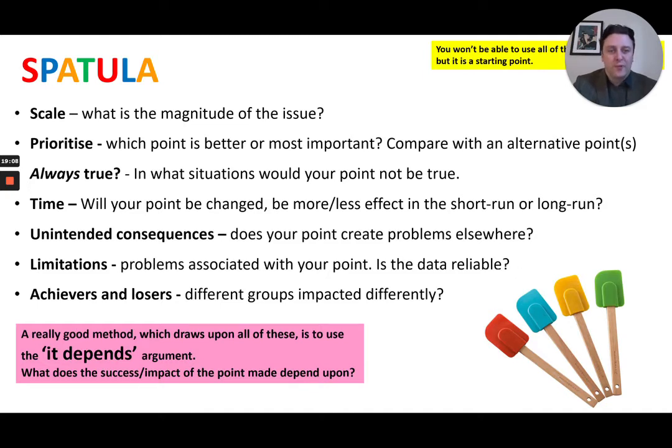So first one, scale. What is the magnitude of the issue? How important is the issue to the economy overall or to the industry overall? The next one, prioritize. This is in the mark scheme again. Which of your points is the most important? You can structure your essay around the importance of your points, and in the conclusion you can bring this out again. Which is the most important evaluation point? So prioritize which point is better or most important.